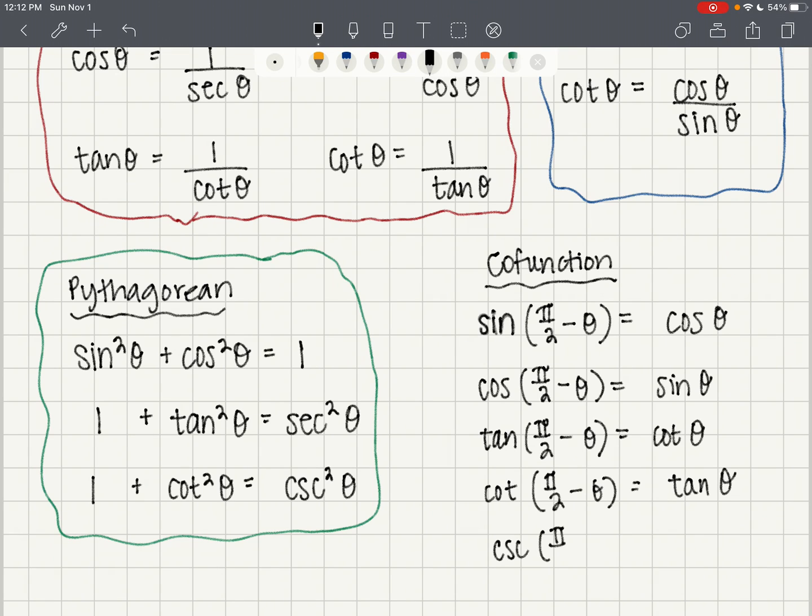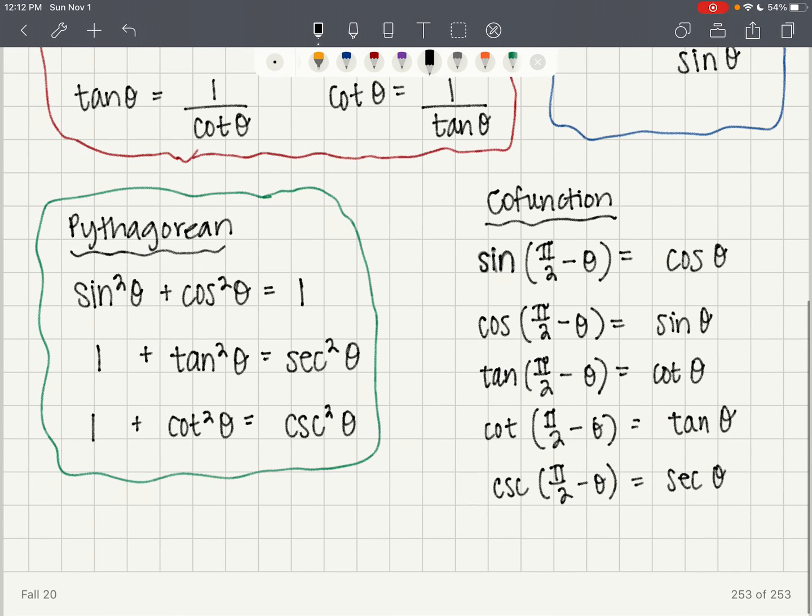Cosecant of pi over 2 minus theta is equal to the secant of theta, and the secant of pi over 2 minus theta is equal to the cosecant of theta. So sine and cosine are cofunctions, cotangent and tangent are cofunctions, secant and cosecant are cofunctions.